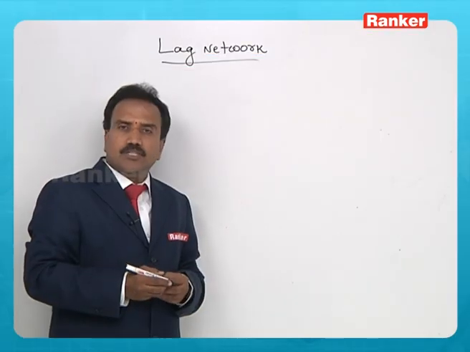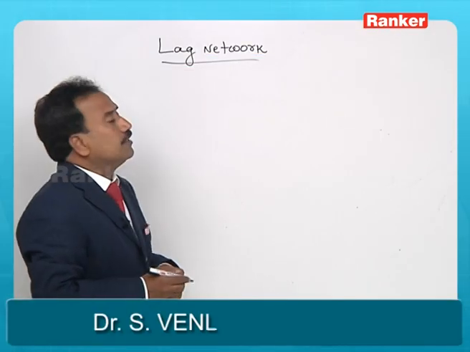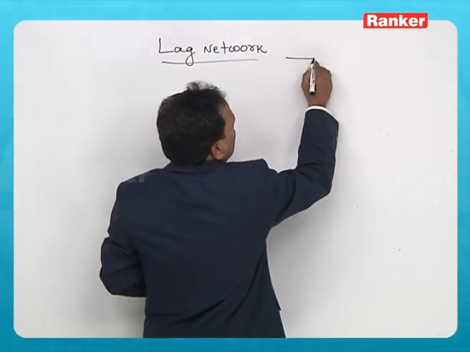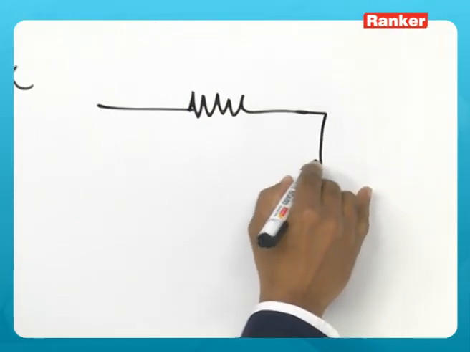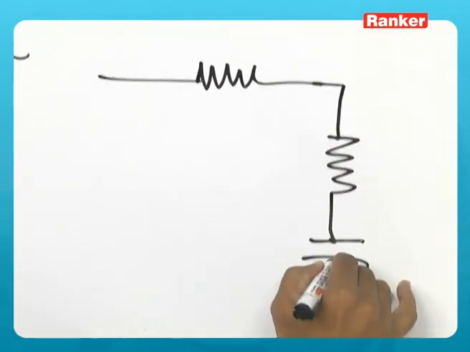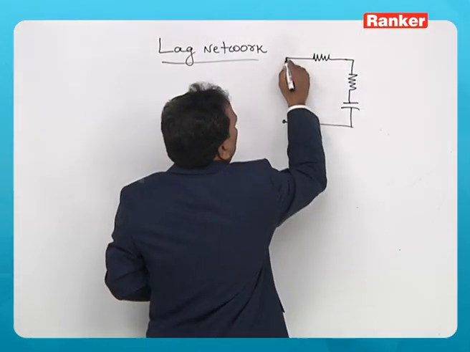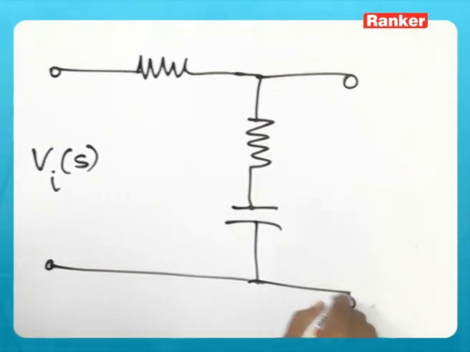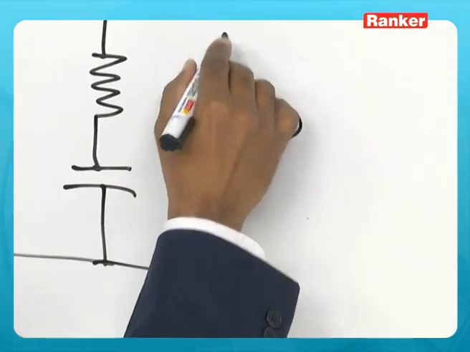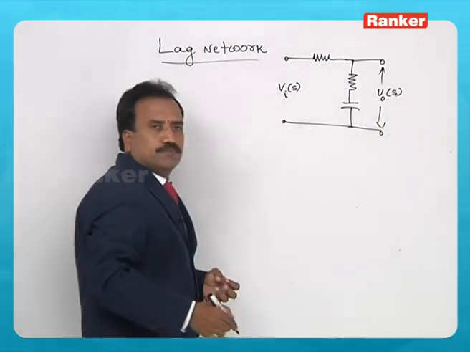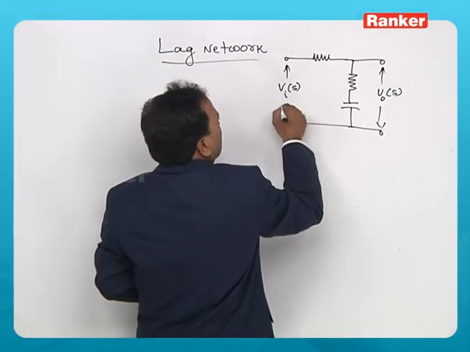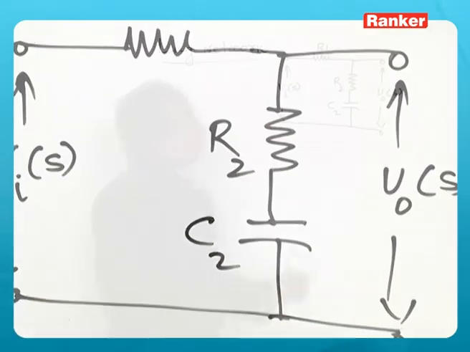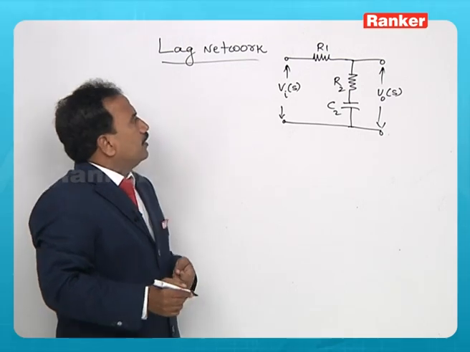Let us see what is the contribution of lag network to the system performance. This is given by a resistance alone here, and then a resistance and capacitance combination across the output. So let us designate this resistance as R1, and this is R2, and this is C2.